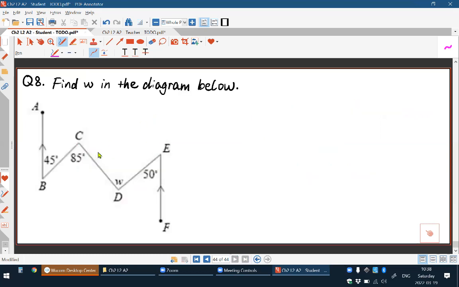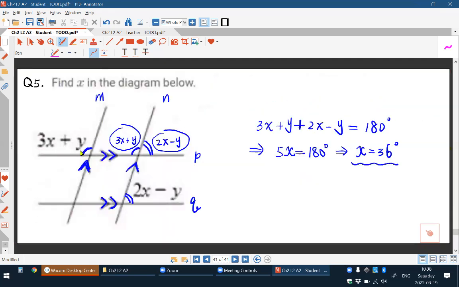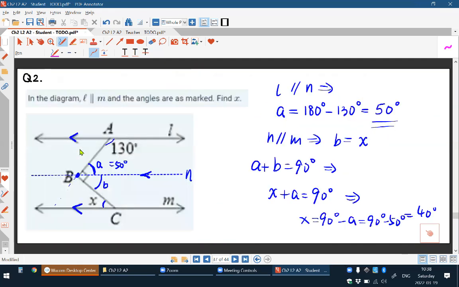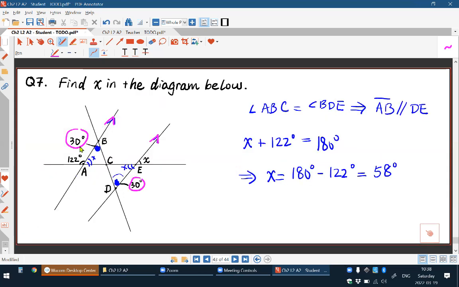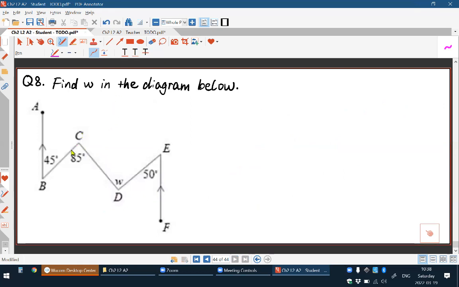Okay, any thought on this? Have you ever met a similar problem? Actually, it looks quite similar to this problem, right? So, any thoughts on it? What can you do? We're given this line AB parallel to line EF, and our task is to find angle W here.